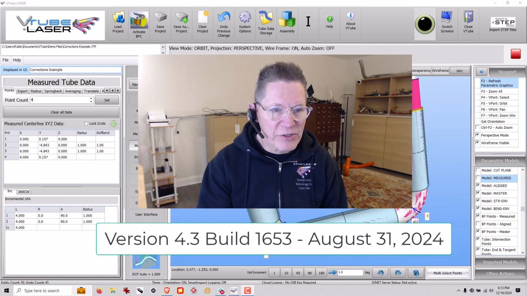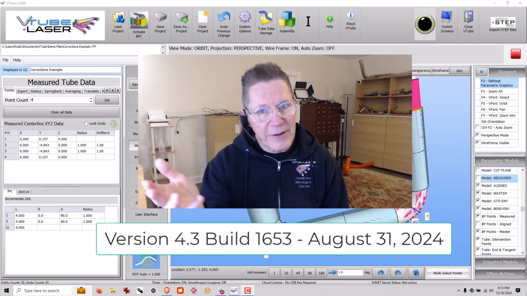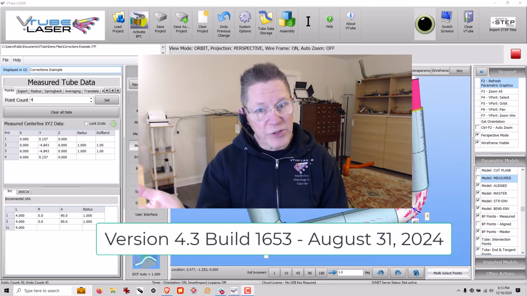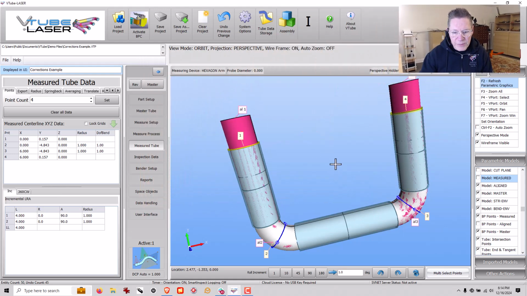And that's been true ever since August 31st of 2024, when the algorithm for calculating the adjustments was changed in order to overcome comparing a measured part with larger radii to a master part with smaller radii. And so I'm going to show that principle to you on the screen.